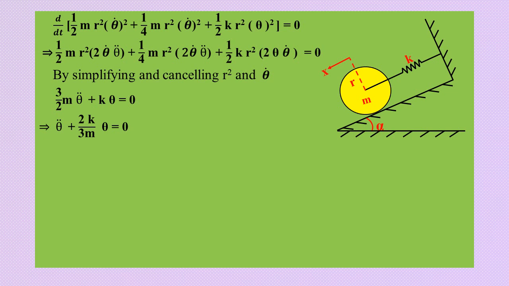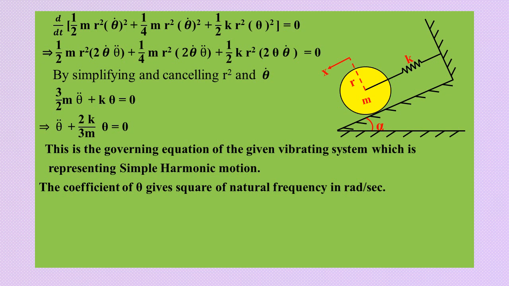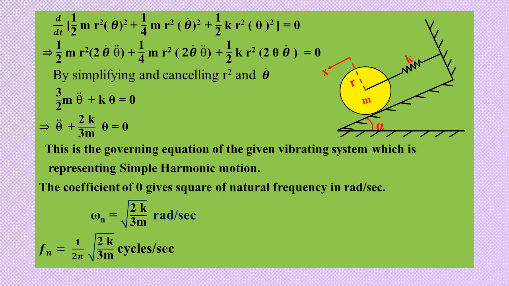It implies theta double dot plus 2k by 3m theta equal to 0. This is the governing equation of the given vibrating system, which is representing simple harmonic motion. The coefficient of theta gives square of natural frequency in radians per second. It implies omega n equal to root over 2k by 3m radians per second. Natural frequency f n equal to 1 by 2 pi root over 2k by 3m cycles per second.